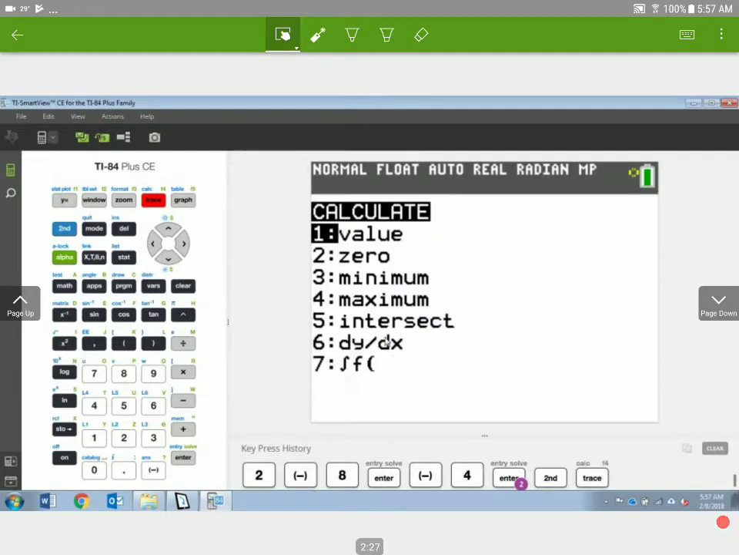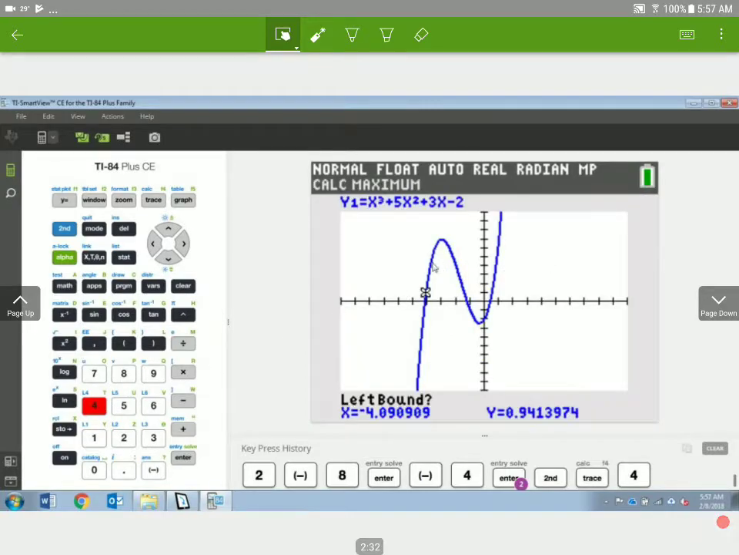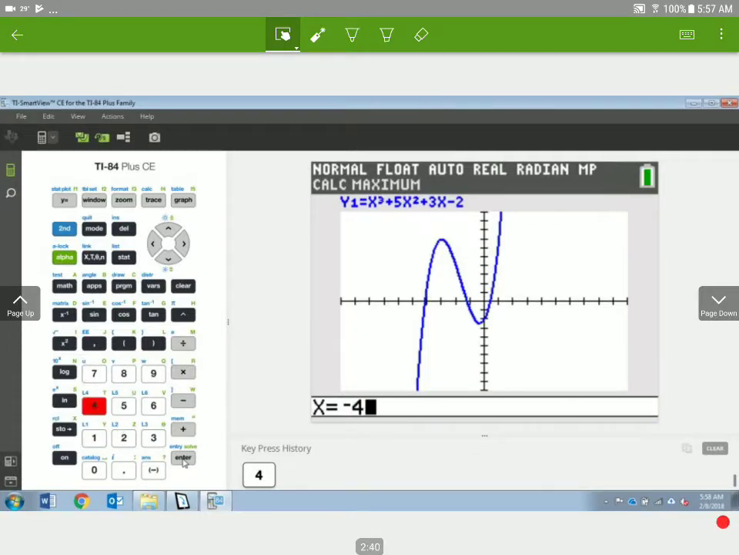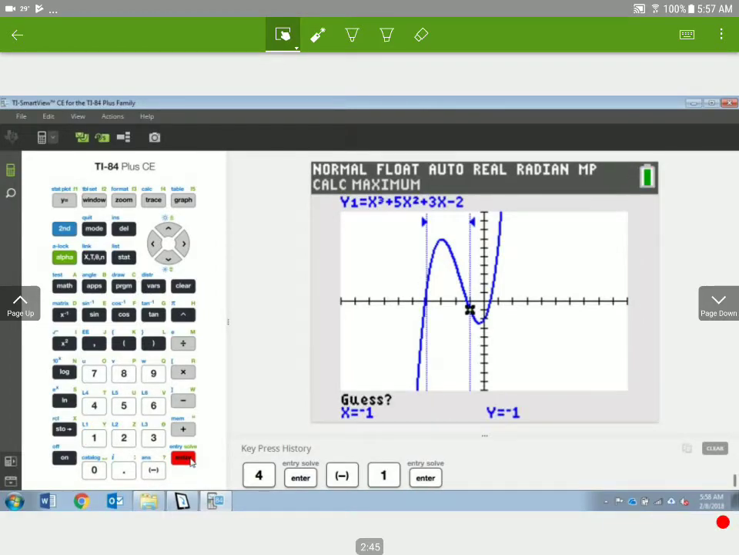So calculate, which one we're going to use. Oh, the maximum. I know. So again, we have to do a left and a right bound. So that's about -3. So I'm going to say -4 to give it a little bit of space. -1. All right, and remember the key to this is you have to zero this in to where that is the highest point in your range. So like if I went all the way over to here and picked that as my right bound, it would pick this point as my maximum. So you have to zero that in a little bit.